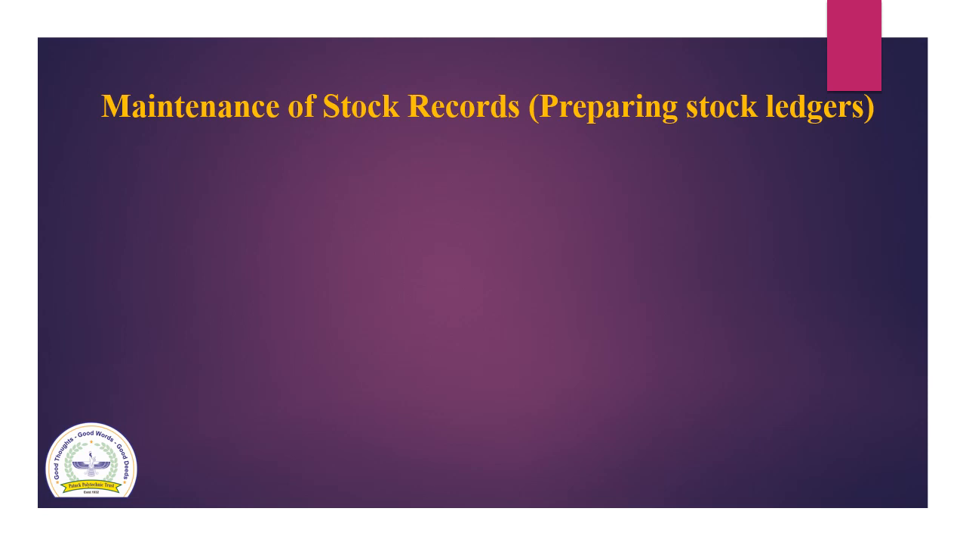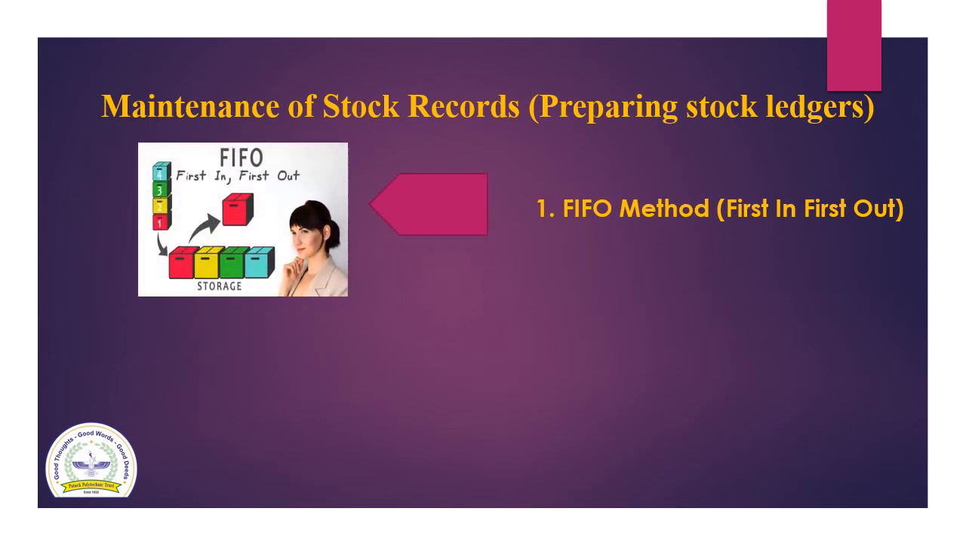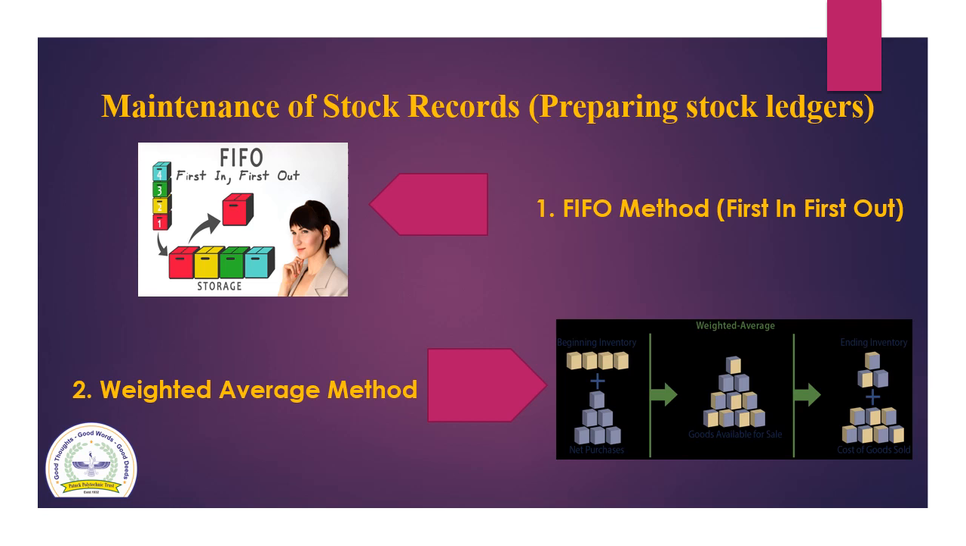Let's understand how to maintain stock records. Preparing stock ledgers can be through two methods. FIFO method, first in, first out. As rightly shown in the figure, material first purchased will be consumed first. And the second method, weighted average method. We can see in the picture, stocks in the beginning are added to new purchases and stored together at one place. For consumption, the average of the stocks is utilized together.